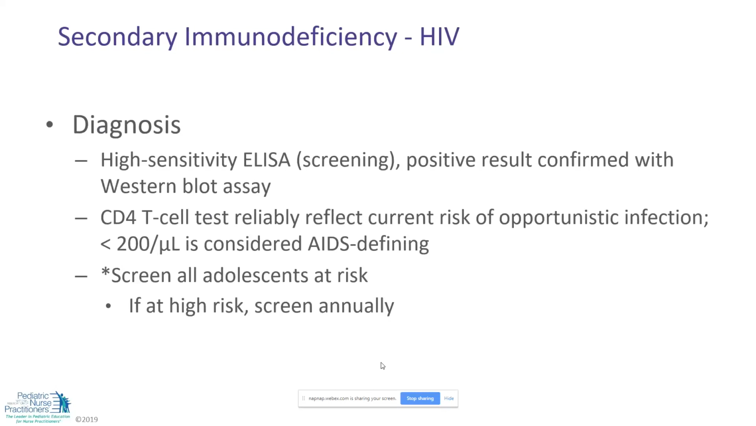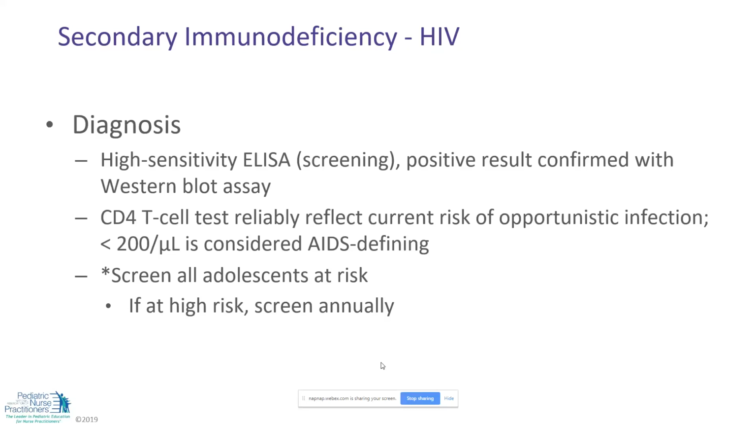The diagnosis of HIV, so it's important to differentiate between your screening and then your confirmatory tests. A high sensitivity ELISA is the screen, and if that were to be positive, then you would want to confirm that result with a Western blot assay. There are also several other tests that you could run in collaboration with your specialty infectious disease team if you did suspect HIV.